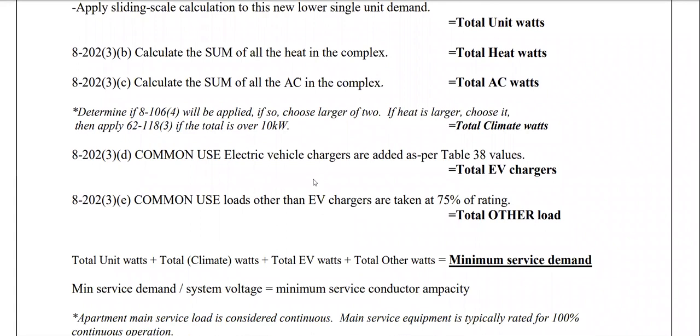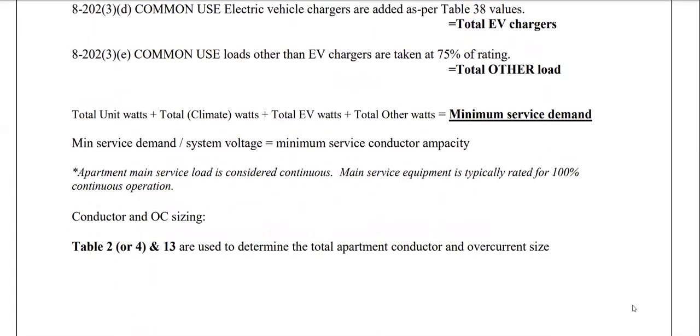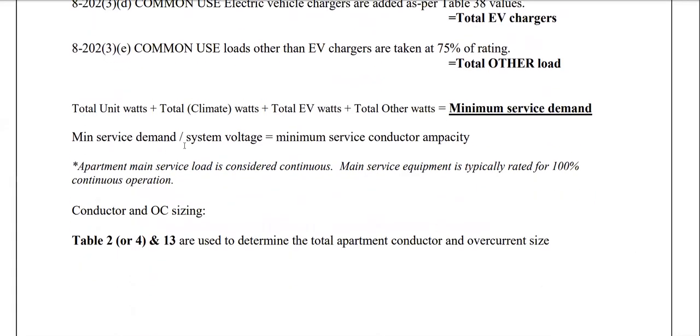8202 3D, common use electric vehicle chargers are added, table 38 values. And 8202 3E, common use loads other than EV chargers are taken at 75% of their rating. So things like exterior lighting, irrigation, all of that stuff. So we add all of that together, we get the minimum service demand, and the minimum service demand is then divided by system voltage. And again, it depends if it's three-phase or single-phase, to get our minimum service conductor ampacity.